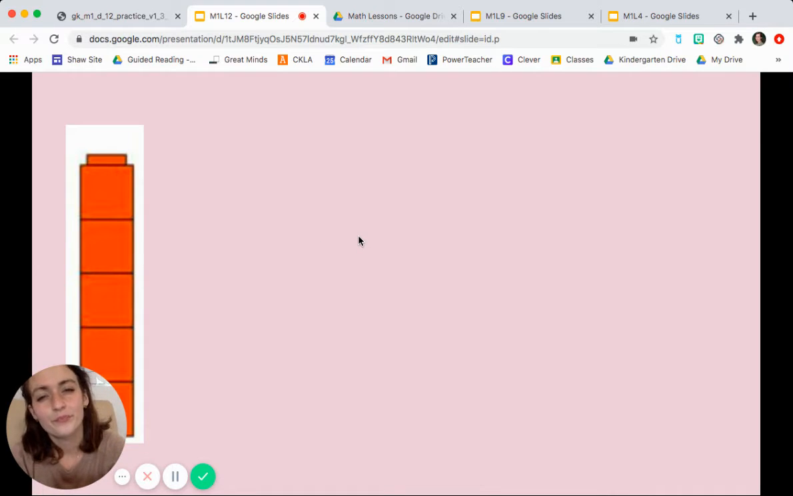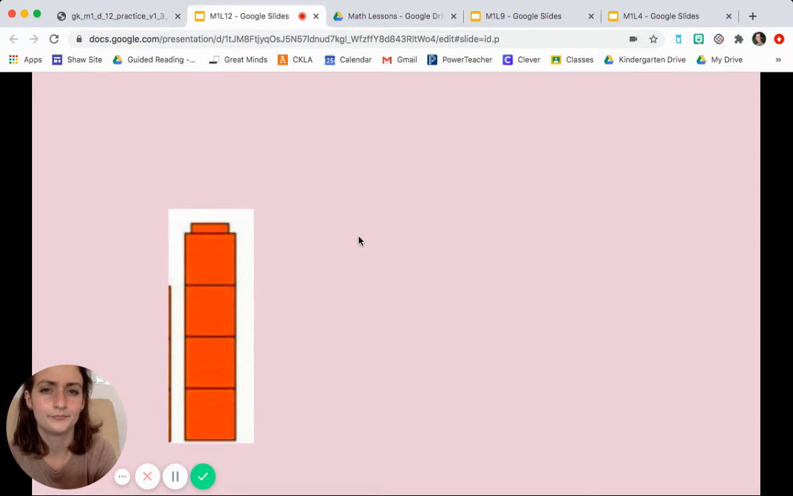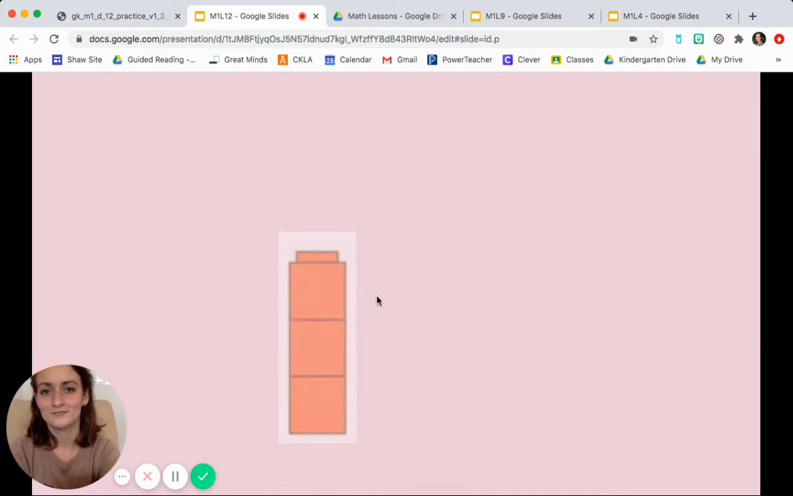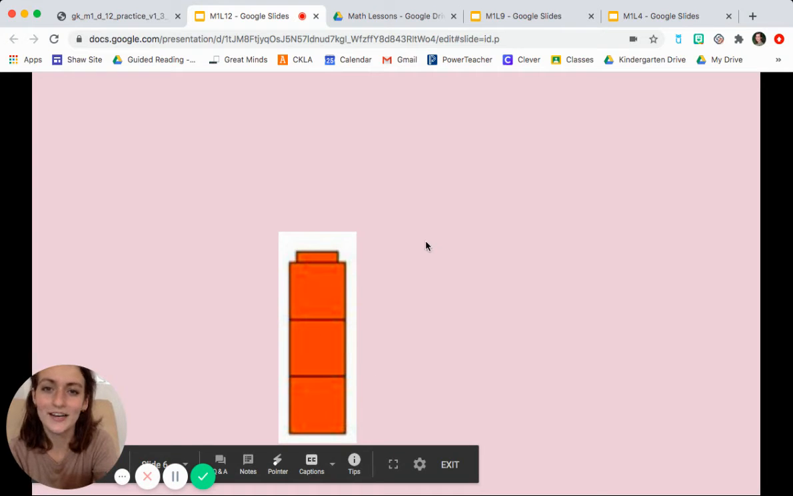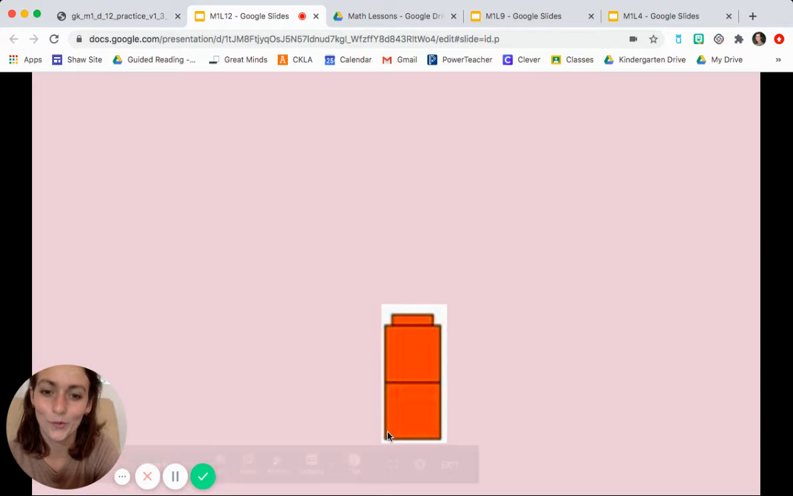Okay. What if you take one of those cubes off? Then what would happen? Let's try it. Take one of the cubes off and put it away. Now you have 4, huh? 1, 2, 3, 4. Okay, take another cube off. Now how many do you have? 1, 2, 3. Good. Okay, take another cube off. Now how many do you have? 1, 2.